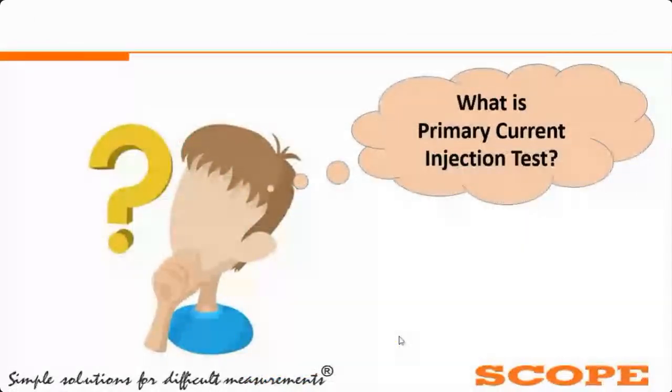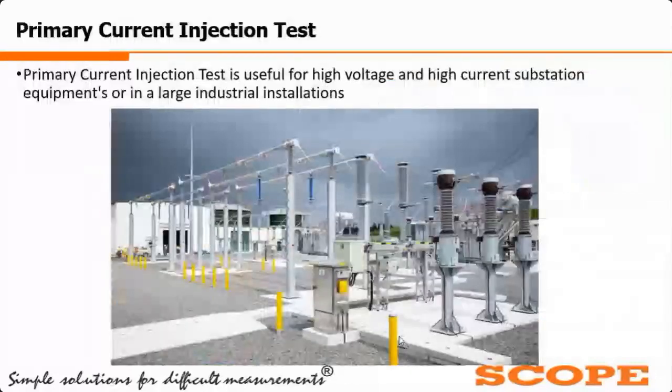Okay. Sorry for the inconvenience. So as I said, the primary current injection test is very important in the larger and extra high large substations where high voltage and high current injection is required, where we need to inject a rated current or 120% of rated current during the testing of current transformer. Also, in some larger industrial installations, we require a primary current injection test. For that, we require a huge amount of current. So this is an important test.